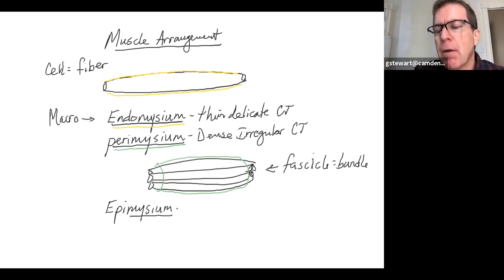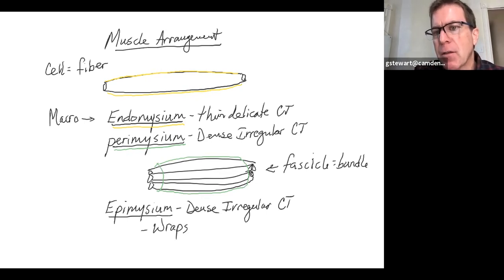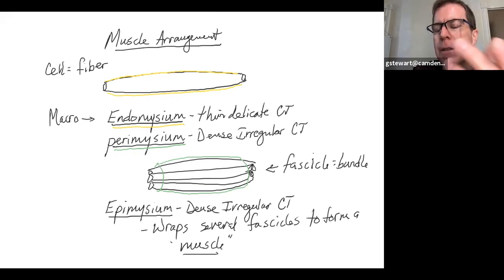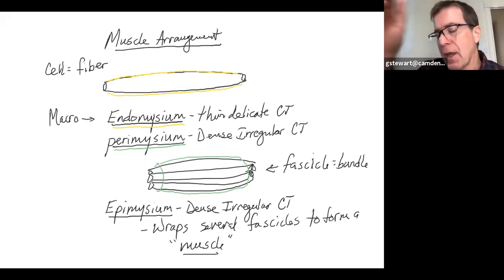This is also dense, irregular CT, but it's thicker and coarser than perimysium typically. And it wraps the entire muscle. So what it does is we wrap several fascicles together to form a muscle. So you can see that a muscle that you can point to and touch on your body is really individual cells wrapped and then bundled together, and then several bundles, several fascicles bundled together a last time to make a muscle.